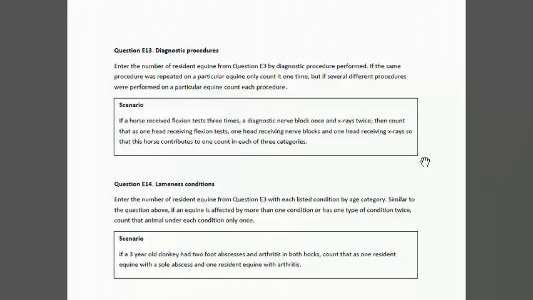We're interested in which diagnostic procedures did horses receive. So if a horse received diagnostic nerve blocks as well as x-rays, you would count that particular horse under each category, E as well as G. But if he received nerve blocks on 3 different occasions, you only count it one time. Hope that's clear.